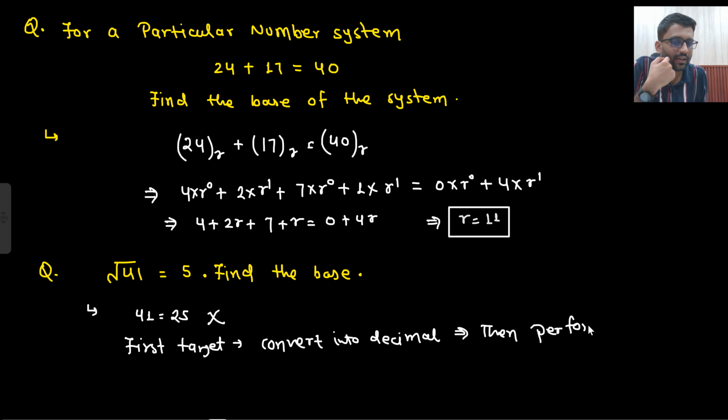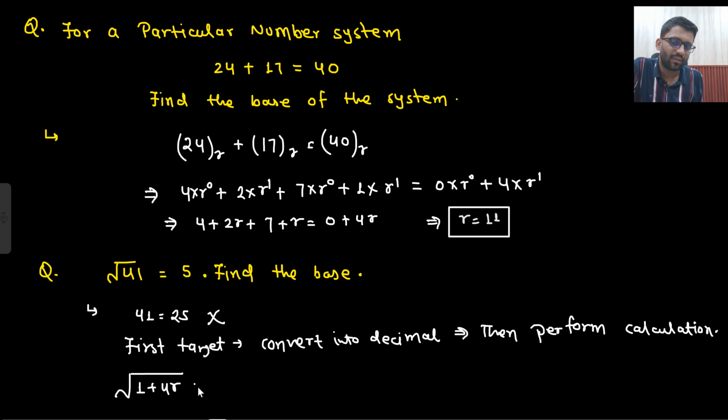So first you convert to decimal, then you perform the calculation. The root will be there as it is. How will this be converted? 1 into r to the power 0 will be 1, plus 4 into r to the power 1 would be 4r. Then 5 into r to the power 0 will be 5 only.